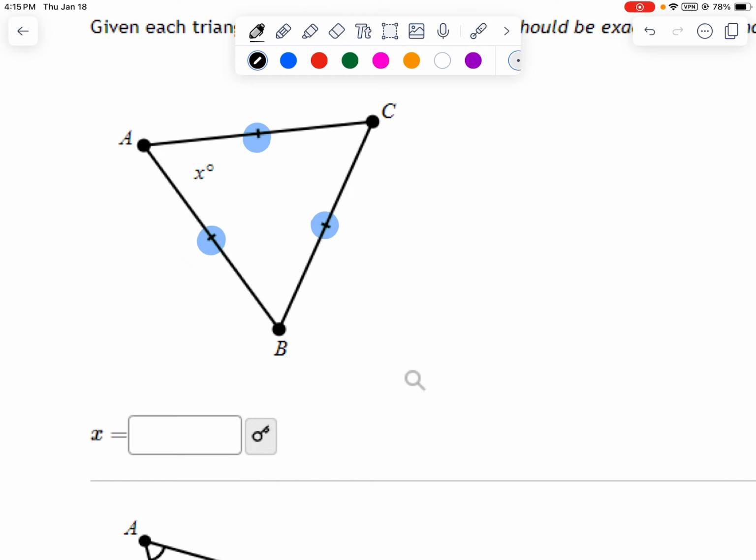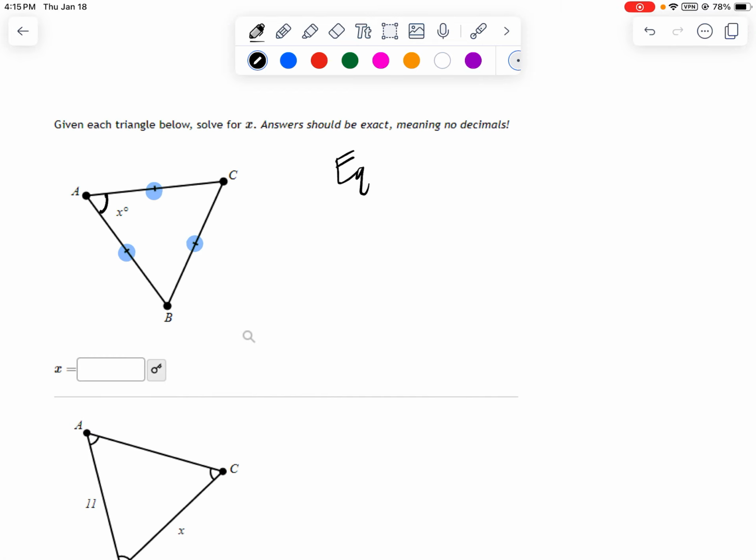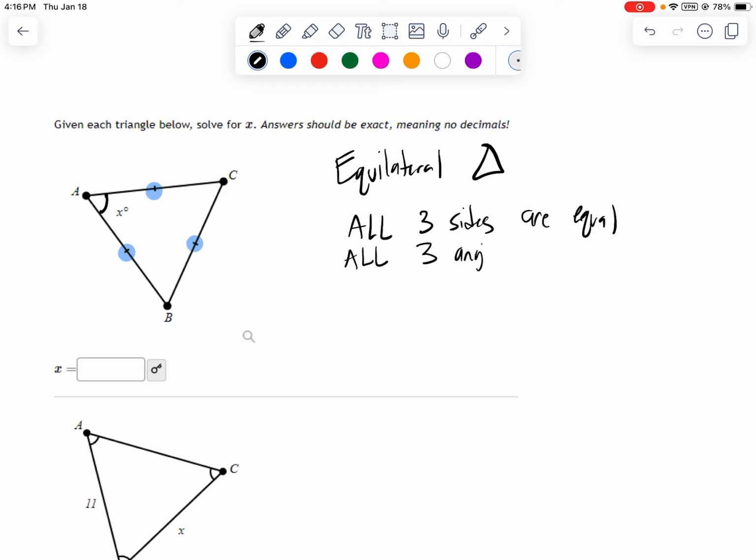Great, now you know it's an equilateral triangle. How does that help you find that angle right there? Well, if you know all three sides are congruent to each other, an equilateral triangle says that all three sides are equal, and that also guarantees that all three angles are equal. Yay! Well, hold on a second.